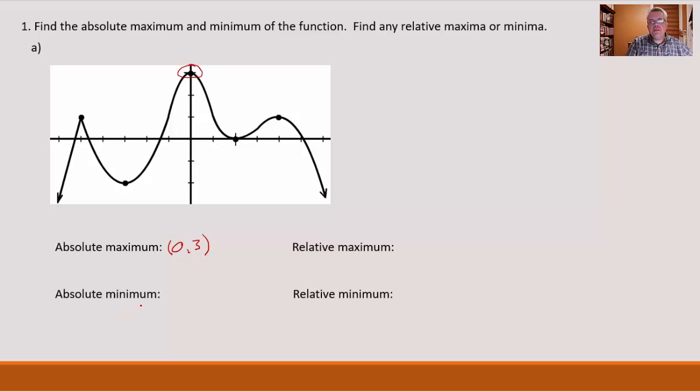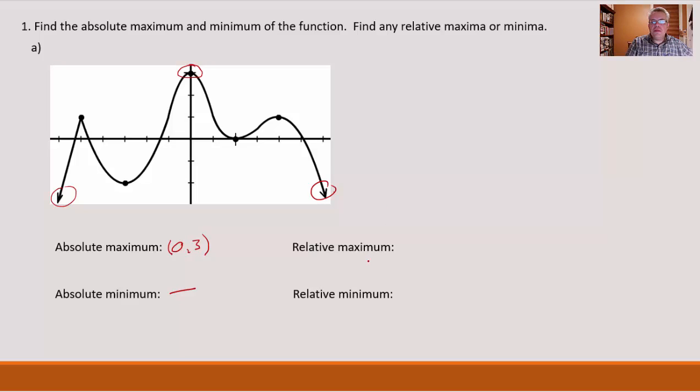Now, if we look for the absolute minimum, this function actually doesn't have one. Because if you notice these arrows on the side, that means that the function continues to keep becoming more and more negative, actually going to negative infinity. So there's never a low point. It just keeps getting lower and lower. So there is no absolute minimum. So this doesn't exist.